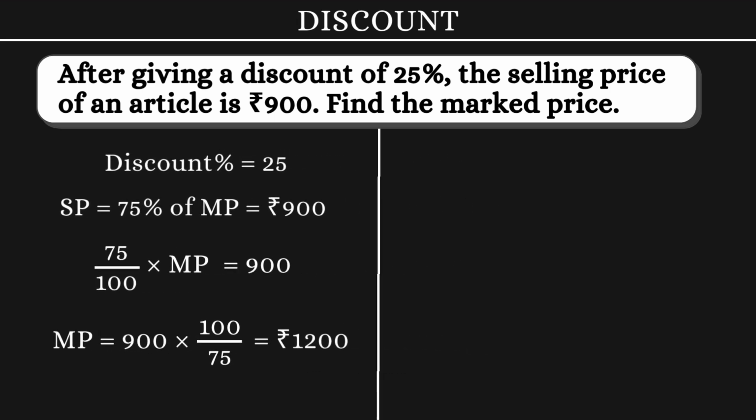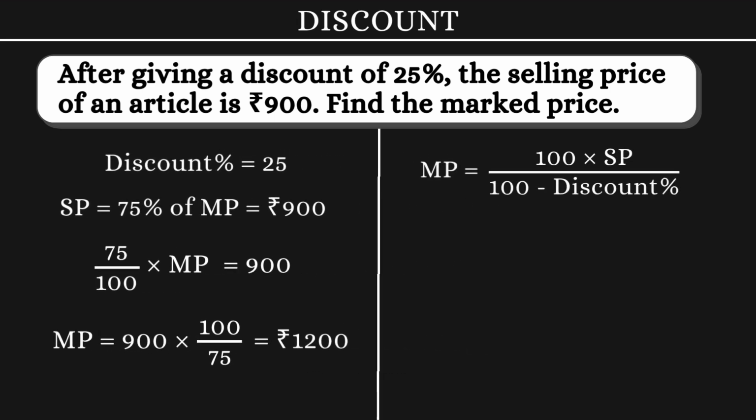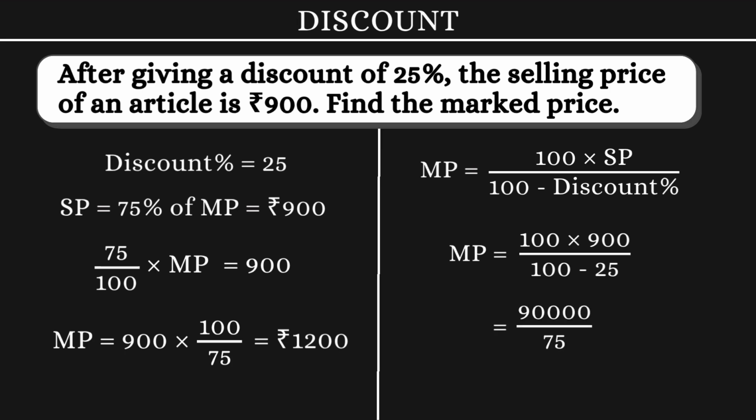You could also use this formula we discussed earlier to find the marked price. So what we have is 100 into 900 divided by 100 minus 25. This also results in 1200.